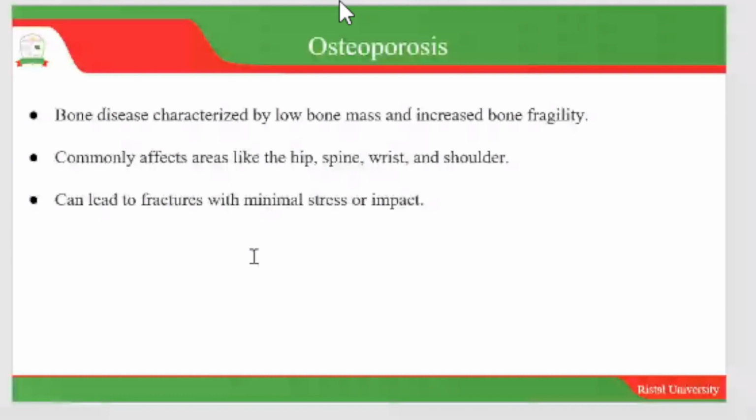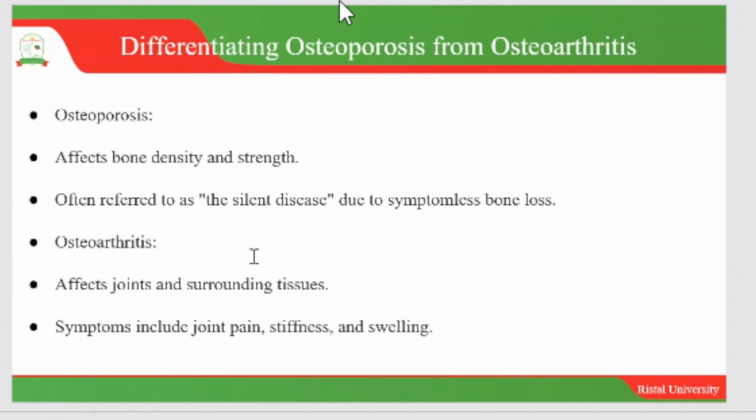Really, starting from the very top, rheumatoid arthritis, osteoarthritis, then osteoporosis, you're seeing that all these are affecting almost the same parts, and these can lead to fractures, even with minimal stress or impact. Okay, yeah. So differentiating osteoporosis from osteoarthritis: when we talk of osteoporosis, we are looking at this affecting the density and also the strength of the bone. And often it is referred to as a silent disease, whereby you can never know until you get that fracture.